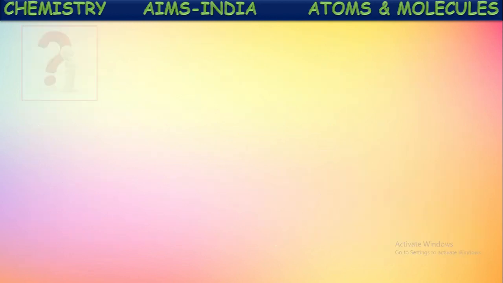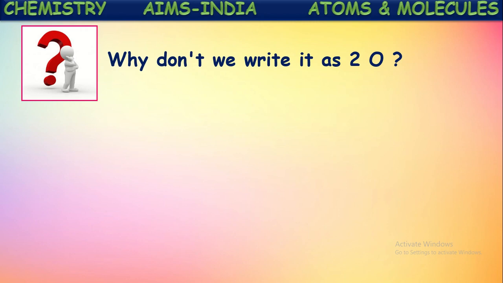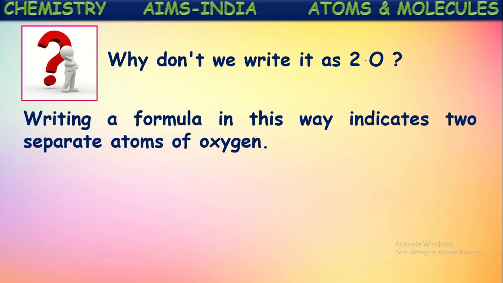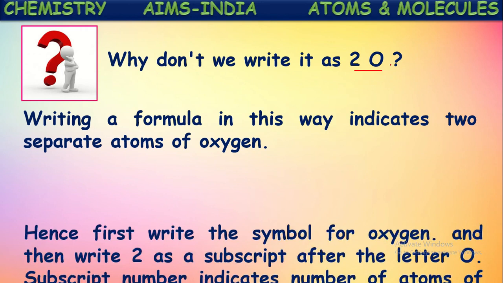We may get one doubt here. That is, why don't we write it as 2O? Because there are two atoms in one molecule. If you write 2O, writing a formula in this way, it indicates two separate atoms of oxygen. It represents two atoms of oxygen, but not those two atoms in the combined state. It represents just two separate atoms of oxygen. So it is not the correct way of representing molecules.